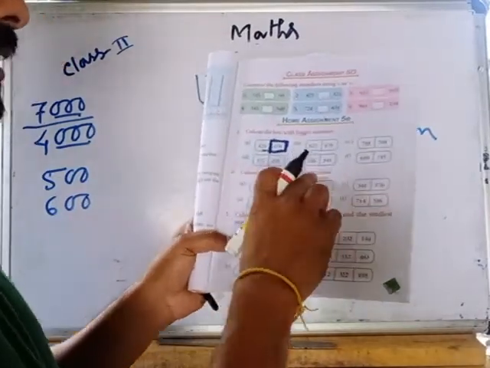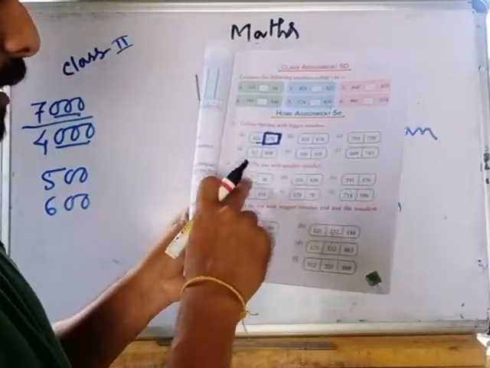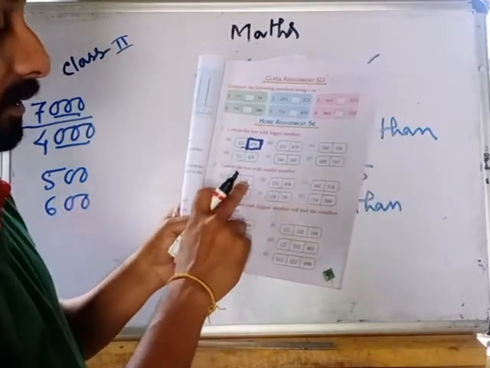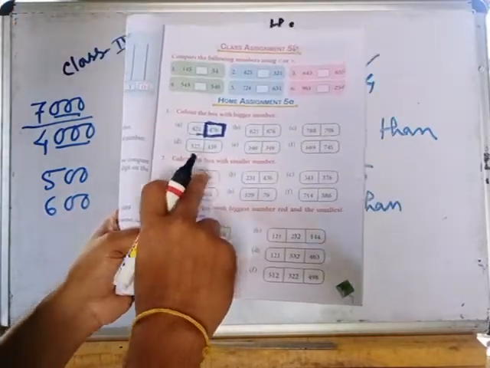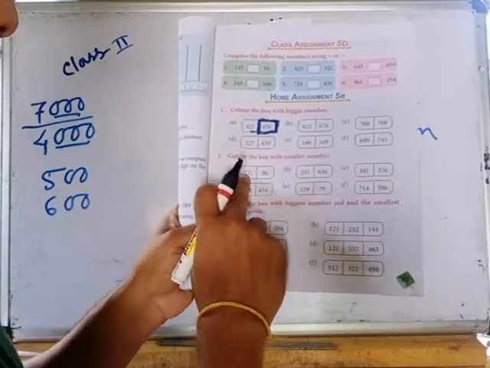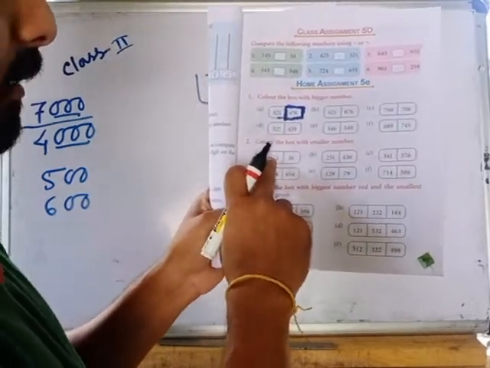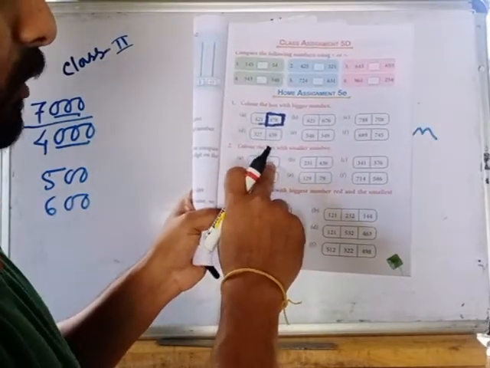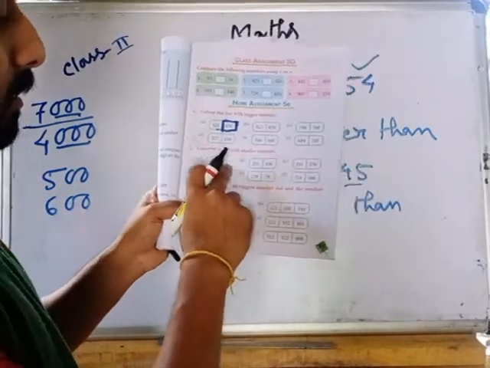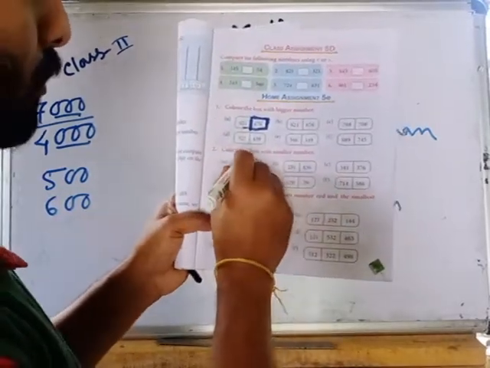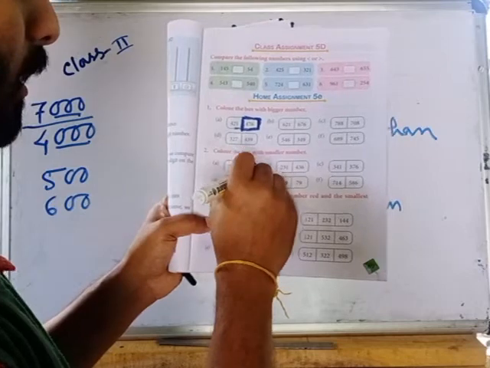Color the box with the smaller number. Which one is the smaller number? 221 or 36. 36 has 2 digits, but here is 3 digits. That means this one is bigger, and 2 digits here means it is the smaller number, so we should color the smaller box.